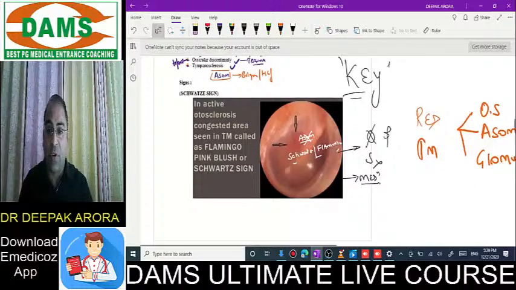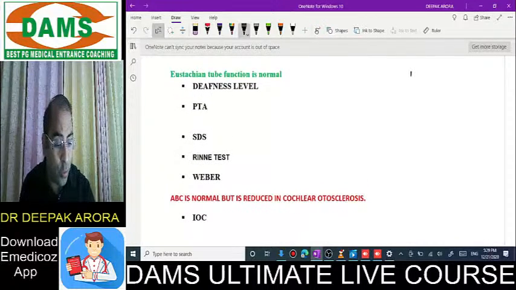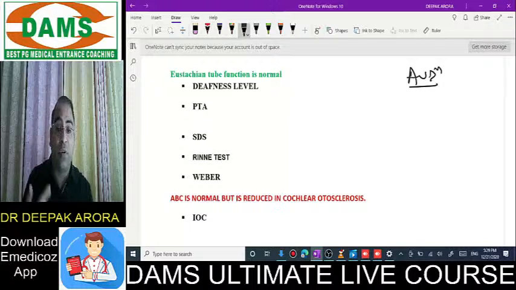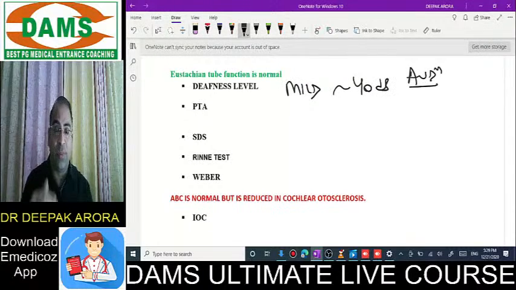Okay. So coming after otoscopic examination, I will be taking you to audiometry. In audiometry, what will be the finding? You tell me. What will be the deafness level? Patient has conductive deafness. Conductive deafness is always mild deafness, in the range of 40 decibel. So the patient will have a threshold of 40-50 decibel on pure tone audiometry.